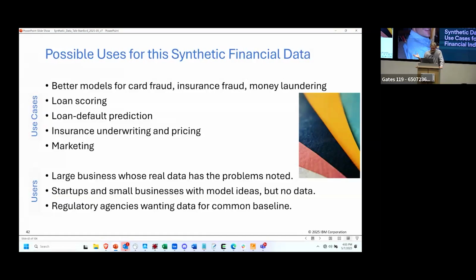Another thing is, regulatory agencies that control insurance want to make sure people are being treated fairly, and want to make sure models are as accurate as they can be. Well, this sort of data, like many other things, could be used as a benchmark, without compromising all the PII and privacy problems that could occur if they were to try to do this with real data.